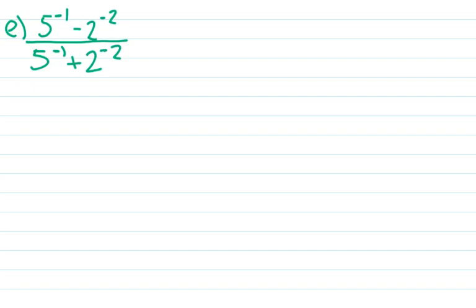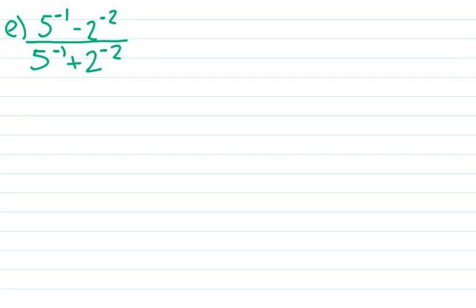All right, E. 5 to the power of negative 1 minus 2 to the power of negative 2 divided by 5 to the power of negative 1 plus 2 to the power of negative 2. So because these are added and subtracted and they're not being multiplied, I can't work across the division line here. I have to solve the numerator separately from the denominator.